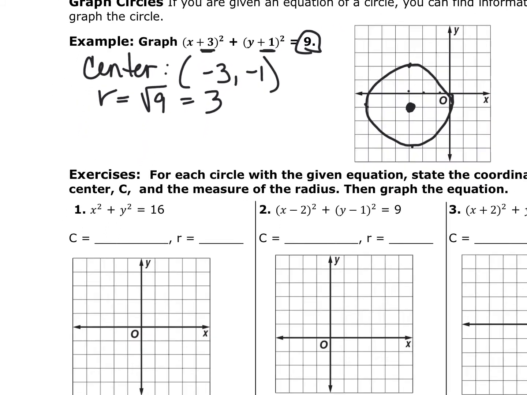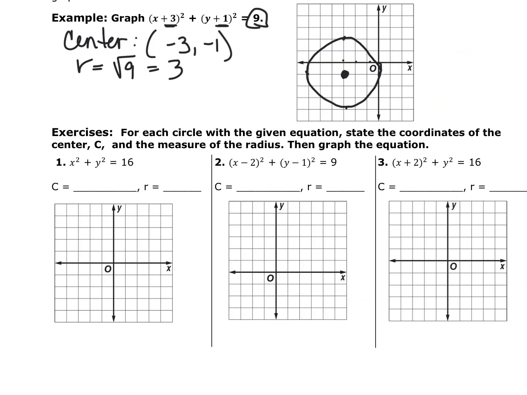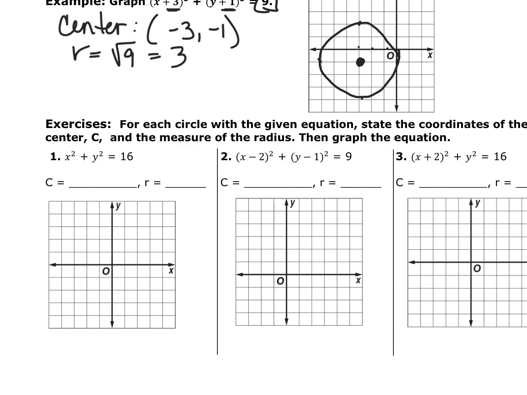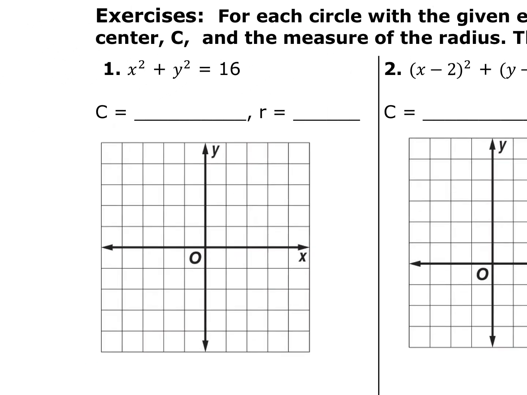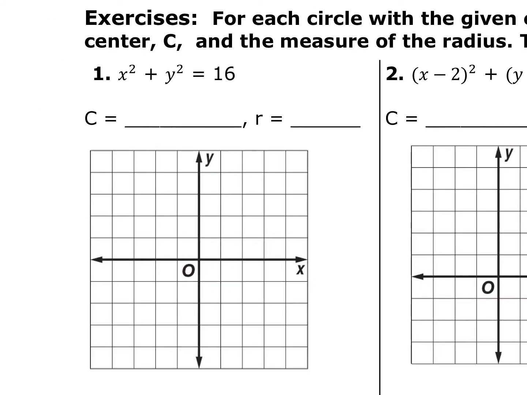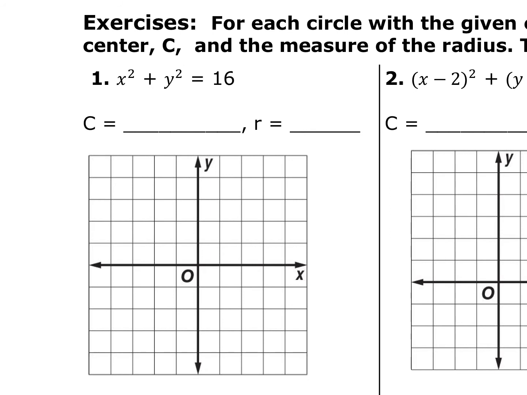Okay, for each of these, I'm going to state the coordinates of the center and the measure of the radius, then graph the equation. Okay, so my h, k, since there's no numbers here, I know it's x minus 0 and y minus 0. So my center's at 0, 0. My radius is the square root of 16, so that would make it a 4.